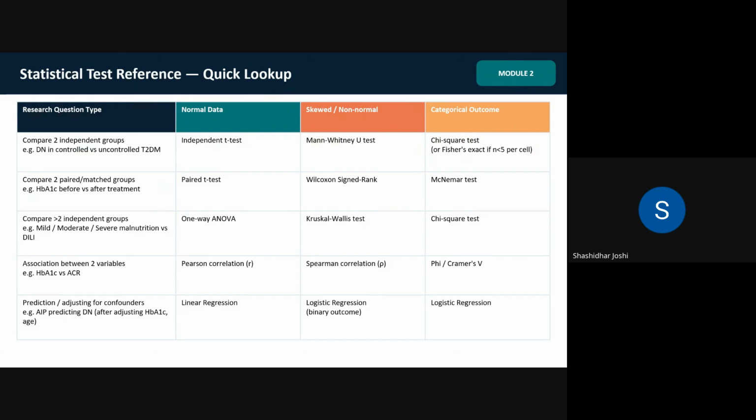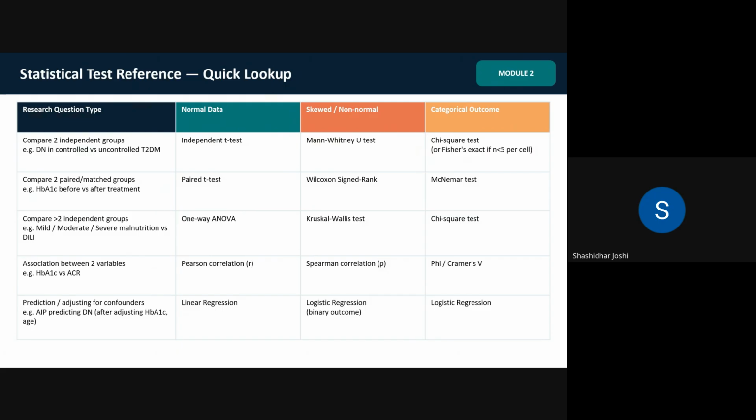Now, comparing two paired matched groups, like HbA1c before and after treatment, in one group, then you have to use the paired t-test. If the data is not normal, we have to use the Wilcoxon signed rank test. And if the outcome is categorical, then you have to use the McNemar test. And so on and so forth.